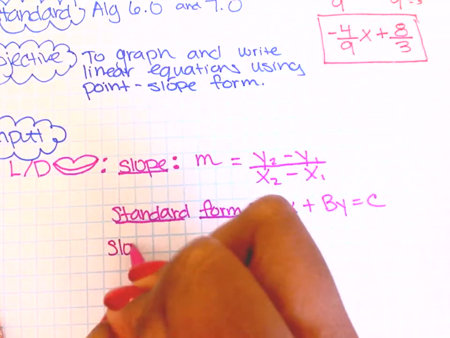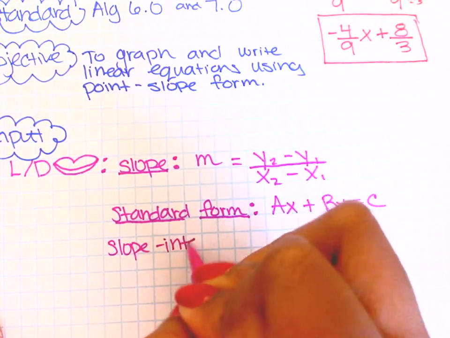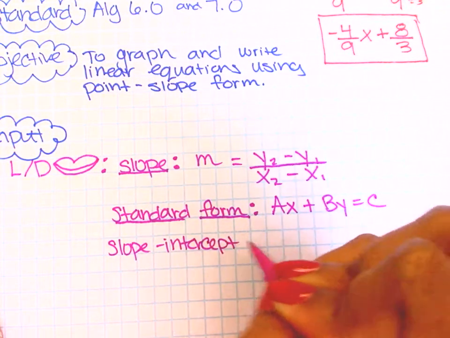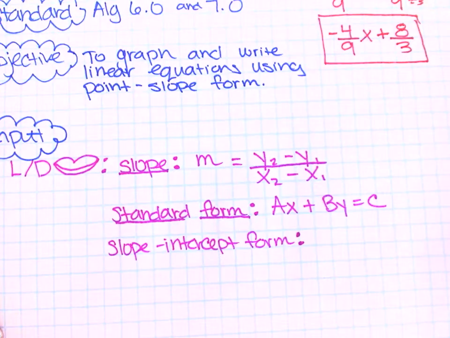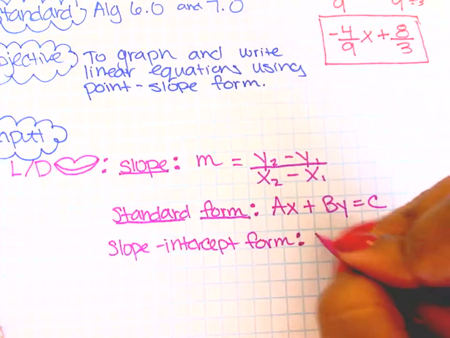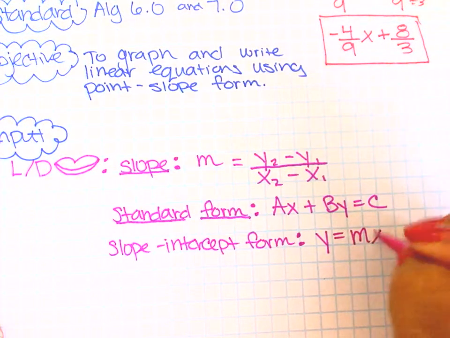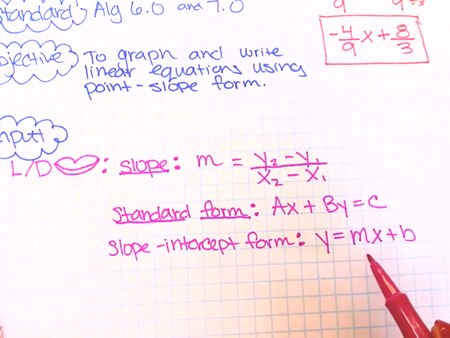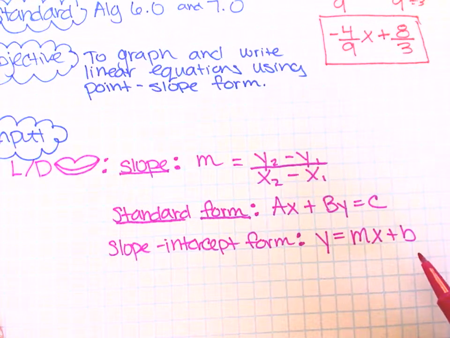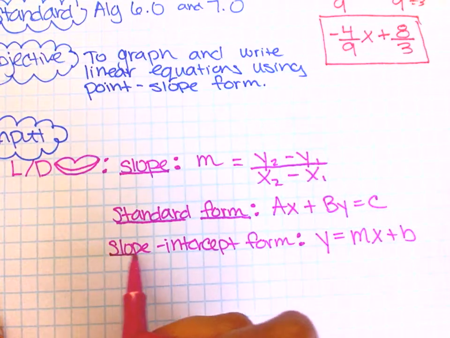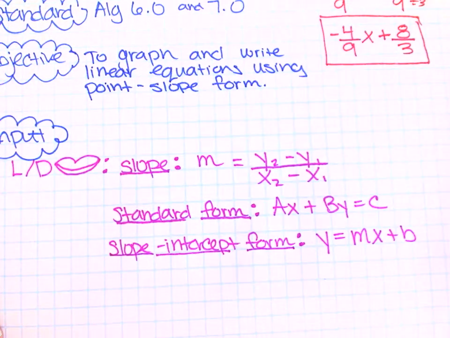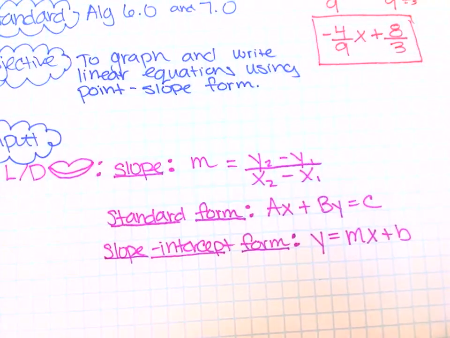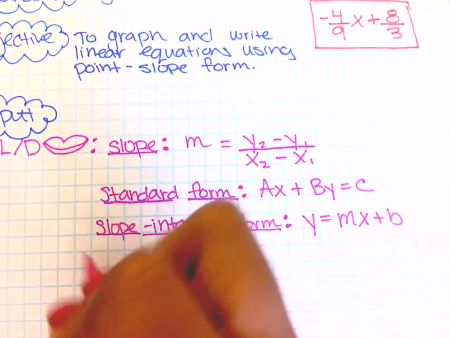Then we have slope-intercept form, which we learned at the beginning of this week. And we know that slope-intercept form is y equals mx plus b, where m is our slope and b is our y-intercept. So the final form that we're going to learn today is called point-slope form.